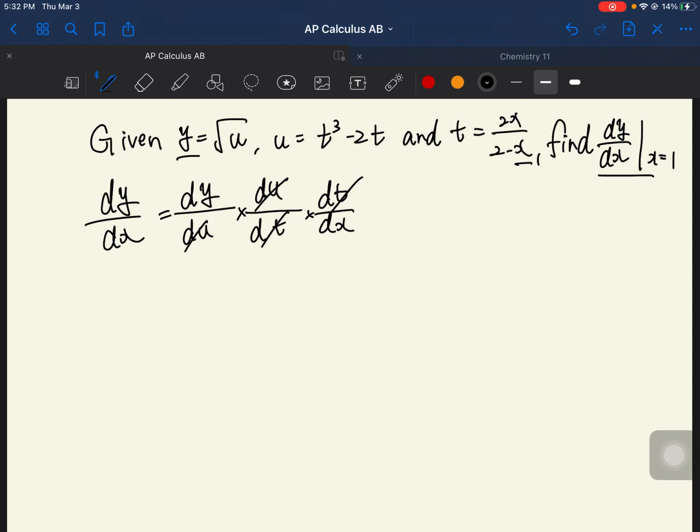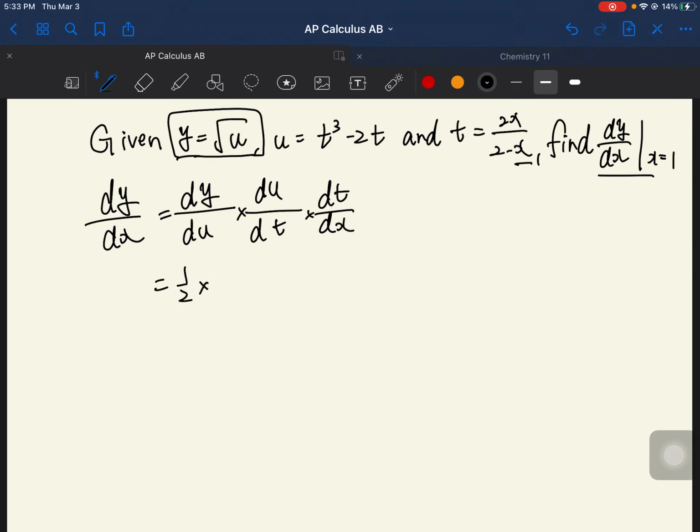Again, you can do it like this, but technically the concept is like this. You can cancel out these du and dt, then it's going to be dy/dx in the end, but you can't calculate like this. But the concept is like this, okay? So let's find dy/du first.